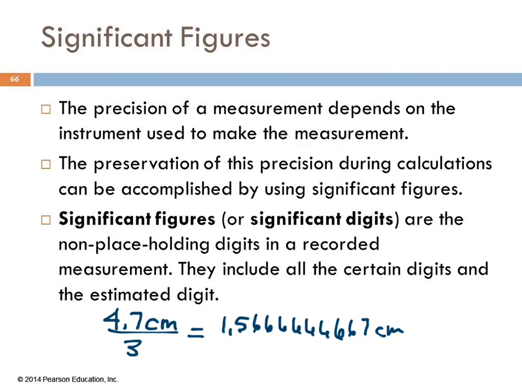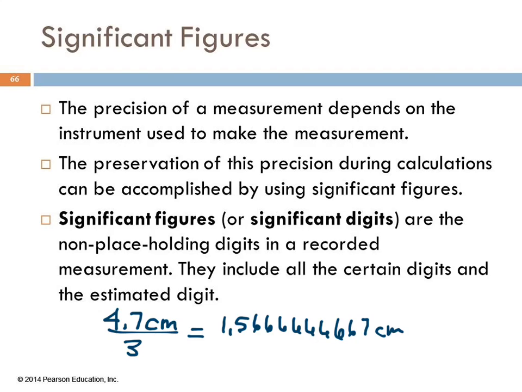Significant figures is a shorthand method of keeping track of error so that when we do calculations, we don't end up with a ridiculous number of digits like this. So there are some rules that we have to learn. What we call a significant figure, these are the non-place-holding digits in a recorded measurement. They include all the certain digits and the estimated digit. So in this measurement, 4.7 centimeters, the 7 is estimated. There's always one estimated digit at the end.